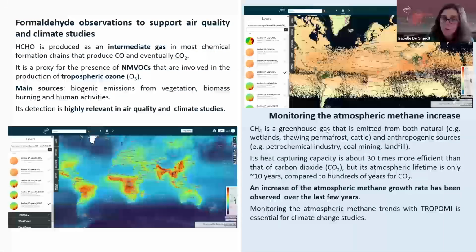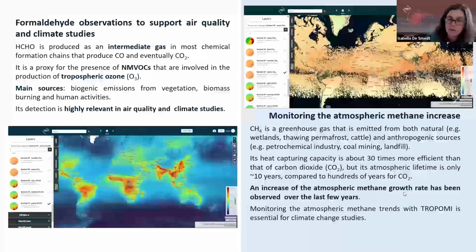And then methane, so monitoring the atmospheric increase of methane, actually. This was news that was published on Terrascope. Methane is a greenhouse gas that is emitted from both natural and anthropogenic sources. Its capacity is about 30 times more efficient than CO2, but its atmospheric lifetime is only about 10 years, so much shorter compared to CO2.